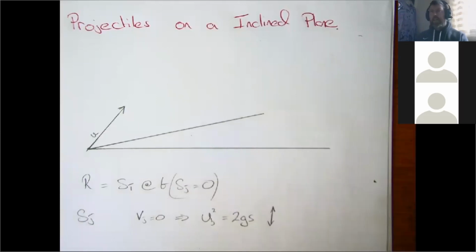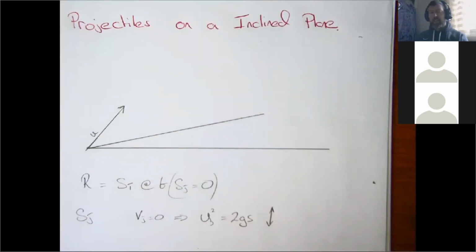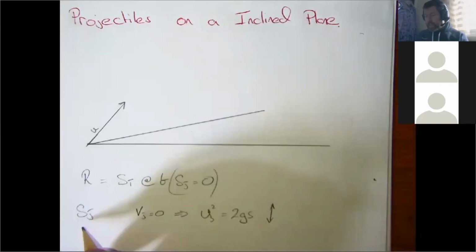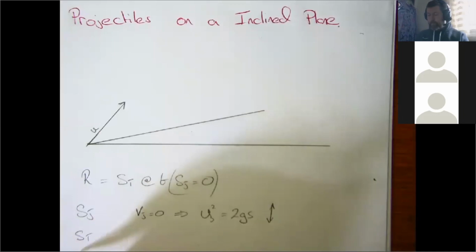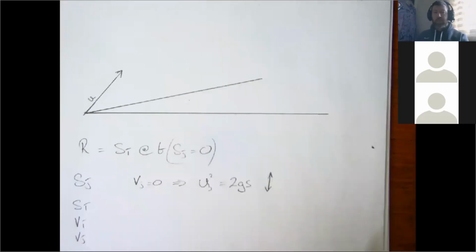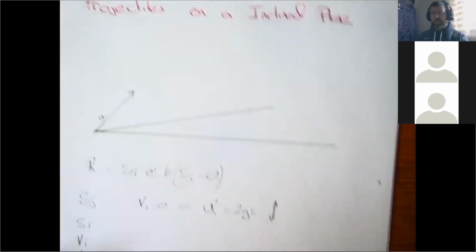There's a few other things they can ask you about hitting targets, which is again to do with your S of J, your S of I. You're also going to need to remember your V of I and your V of J. You need to be able to write those formulas, and that's really the crucial part to it. But let's come back to this.